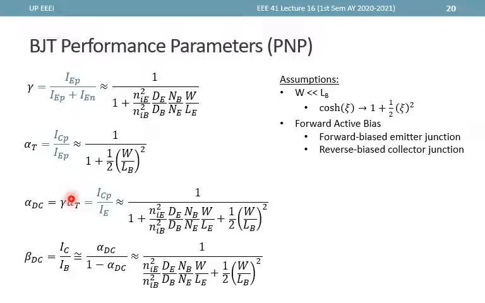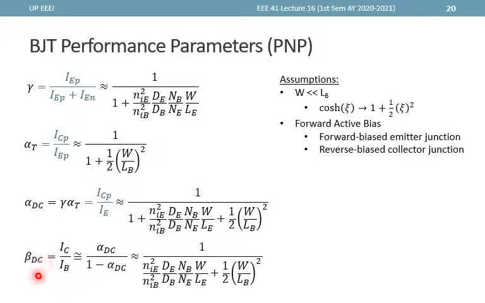So alpha DC is simply the multiplication of gamma and alpha T. 1 times 1 is simply 1, so we multiply this term with this term. 1 times 1 is 1, this times 1 is this one, and this times 1 is this one. But if we get this thing squared, we'll get W over LB raised to the 4, and since W is much less than LB, we just disregard that term.